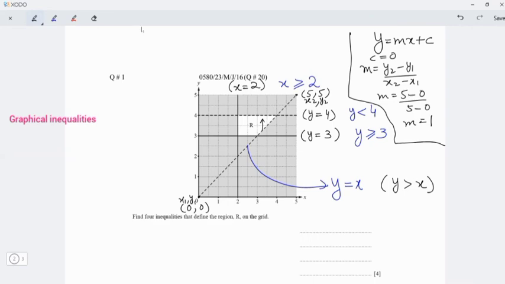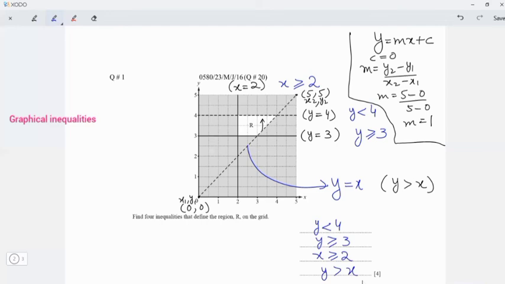So I am simply writing down all of the answers you have done already. The first one is y is less than 4. The other one is y is greater than or equal to 3, and the other one is x is greater than or equal to 2. And the last one is y is greater than x. This is just one type of question.